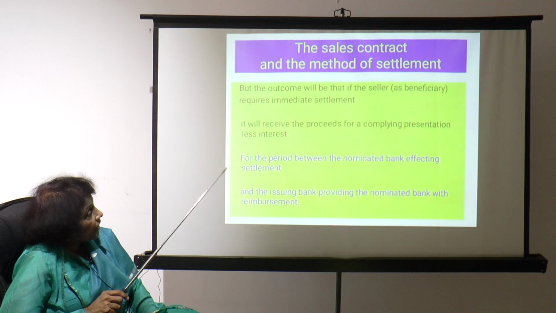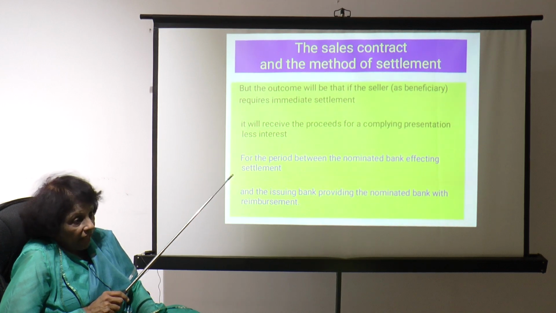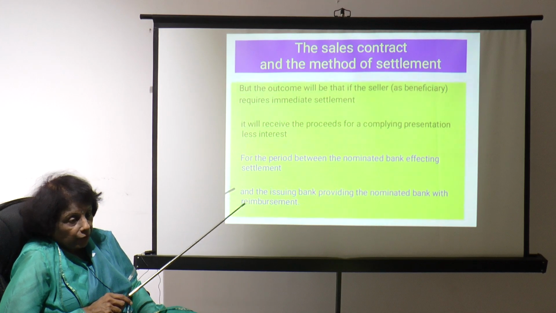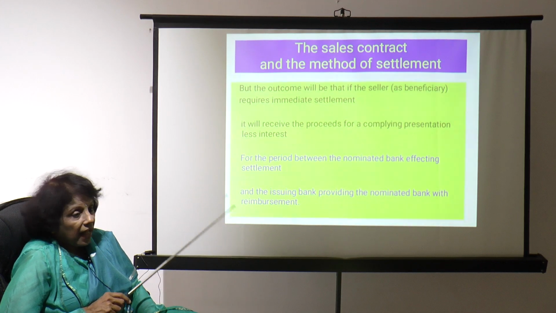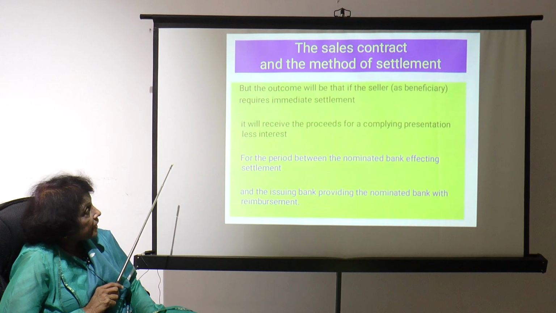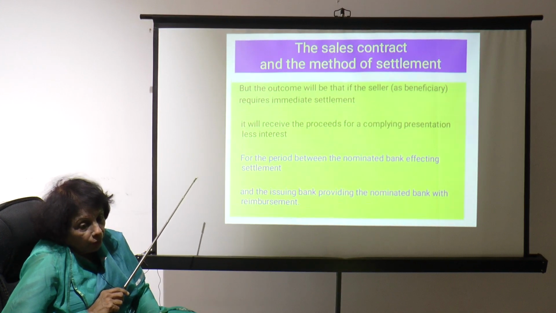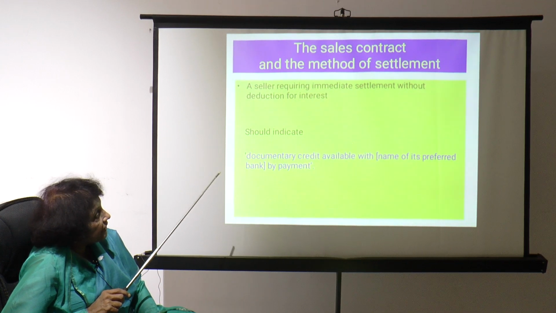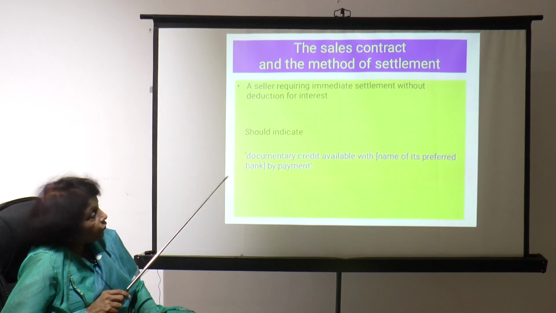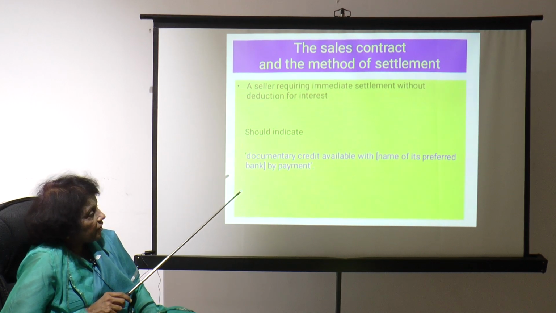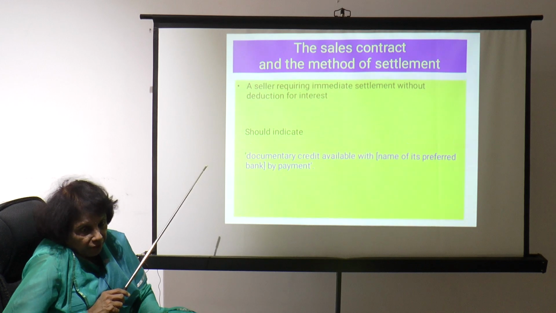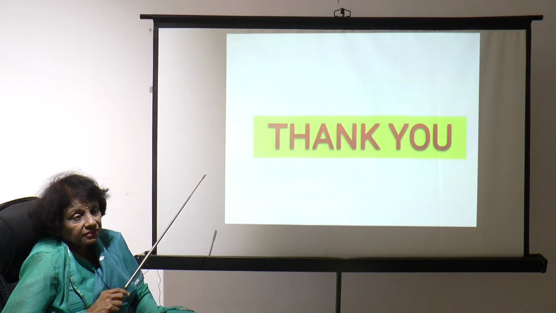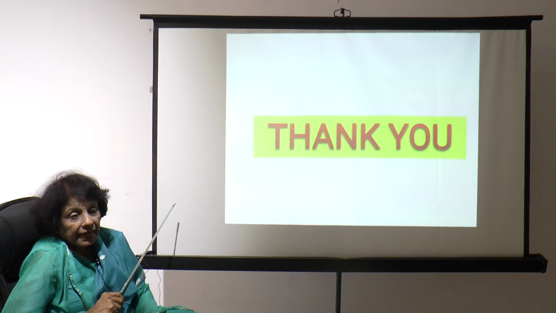But the outcome will be that the seller requires immediate settlement and there is a compliant presentation, with a period between the nominated bank effecting settlement and the issuing bank providing the nominated bank with reimbursement. So this is very important, which settlement method is to be taken. A seller who is requiring immediate settlement without deduction of interest will always say documentary credit payable with his preferred bank by payment.